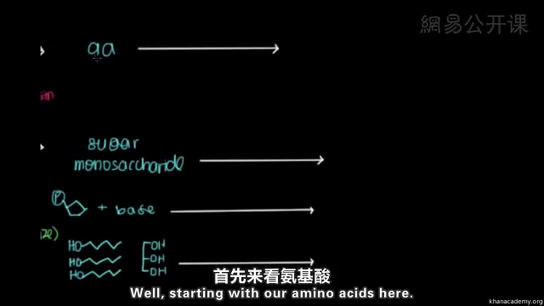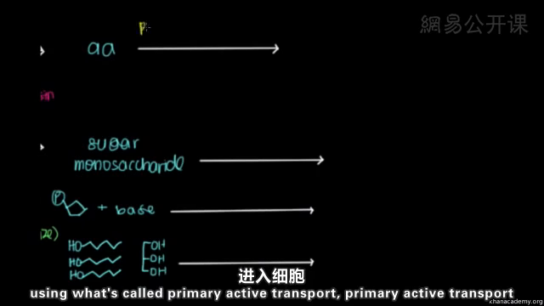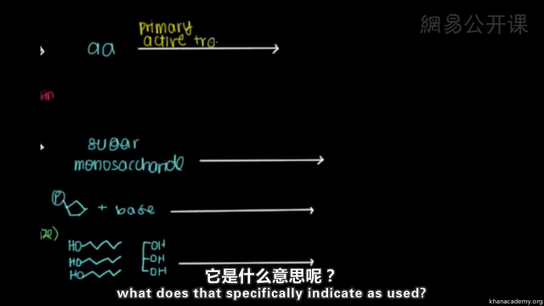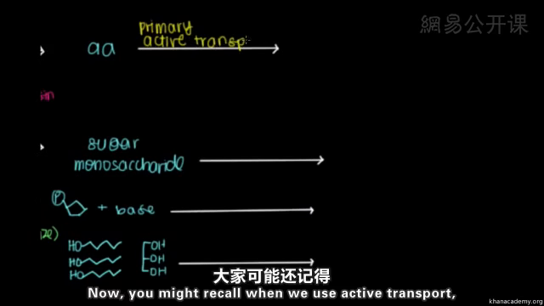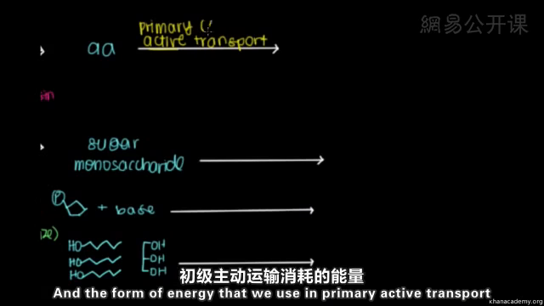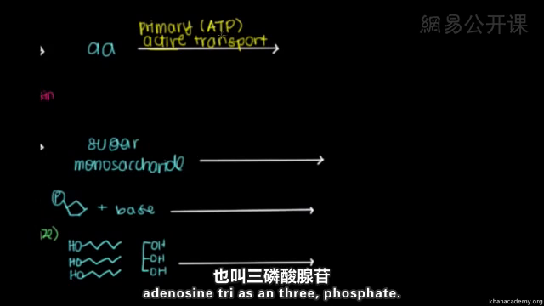Well, starting with our amino acids here, these are going to be shuttled into cells using what's called primary active transport. Now, if I say primary here, what does that specifically indicate is used? You might recall when we use active transport, that means we need a little bit of energy to get something to happen. And the form of energy that we use in primary active transport comes from ATP, the energy unit of life. Adenosine triphosphate, as in 3 phosphate.